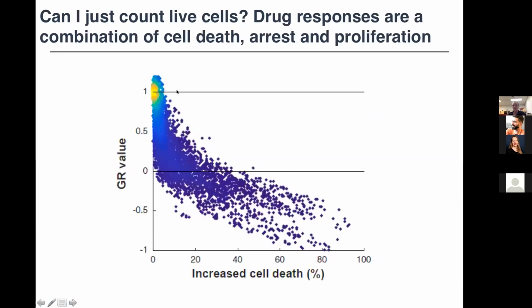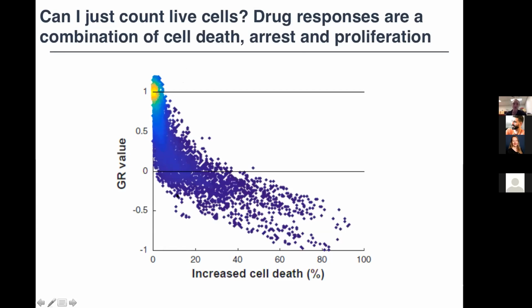And so this is that slide. We often get asked the question of, is it appropriate to just count live cells? In some cases, sure. If you're sure that your mechanism of action of interest is purely cytostatic, then counting live cells isn't going to add anything. But shown here is a scatter plot of the increase in fraction of cell death relative to GR value for one of our screening data sets.